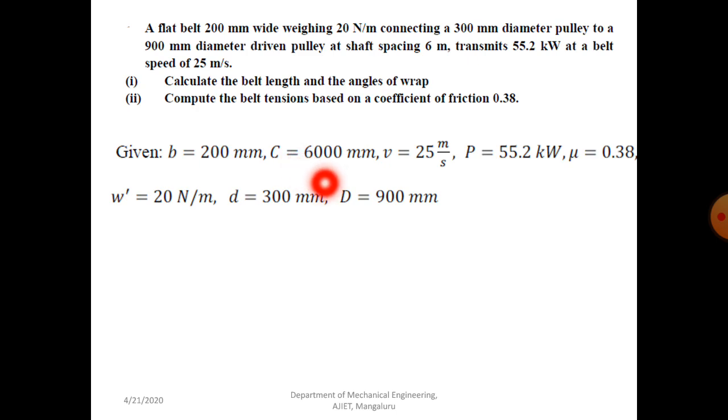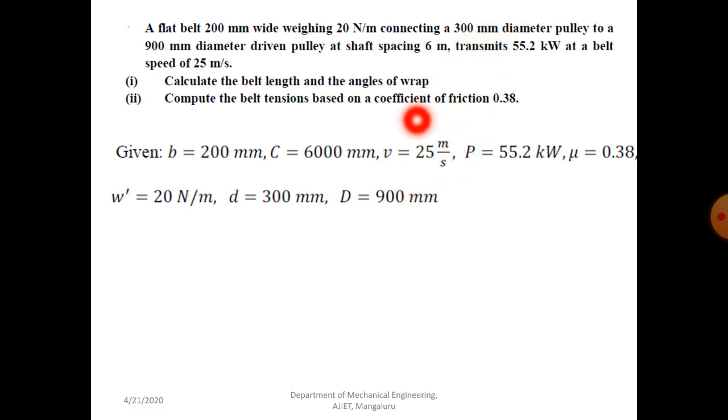And c is nothing but center distance, that is given here. Shaft spacing, the spacing in the sense center distance between the two shafts, is nothing but center distance. It is given as 6 meters. We have to convert into millimeters. The value will be 6000 millimeter. And velocity of the belt, so speed of the belt is given, that is 25 meter per second.